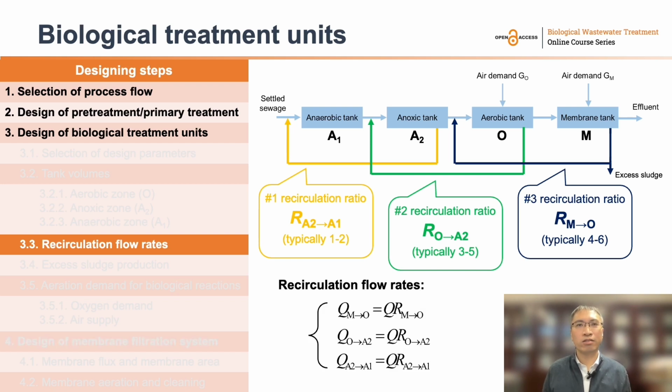From the recirculation ratios, we can calculate the recirculation flow rates of the mixed liquor between different tanks, which are proportional to the flow rate of the raw wastewater. The larger the recirculation ratio, the larger the recirculation flow rate. Proper pumps with adequate flow rates should be selected to fulfill the requirement of mixed liquor recirculation.